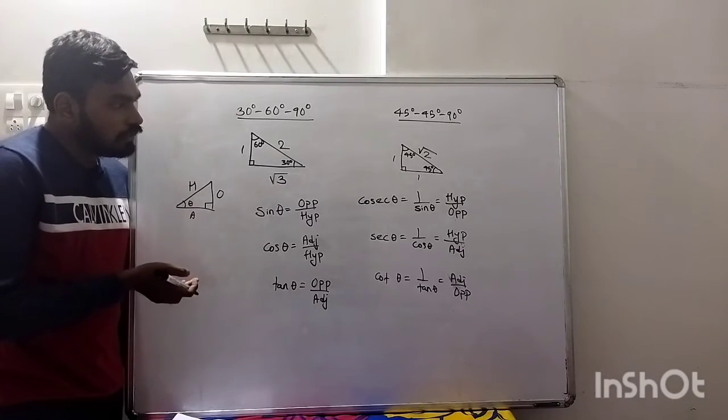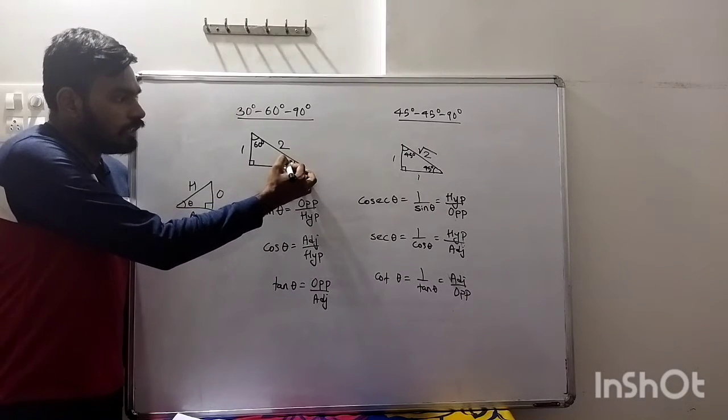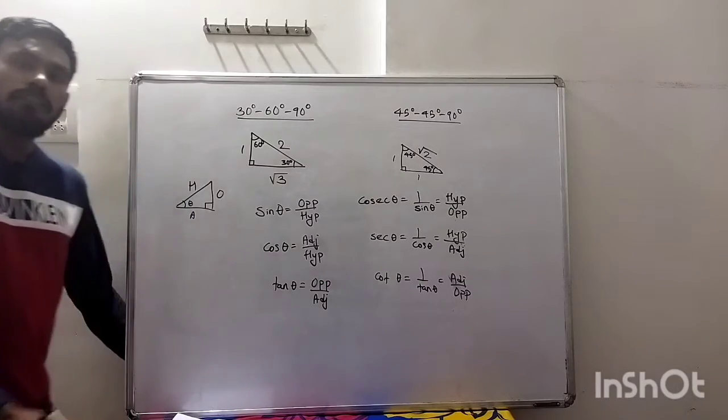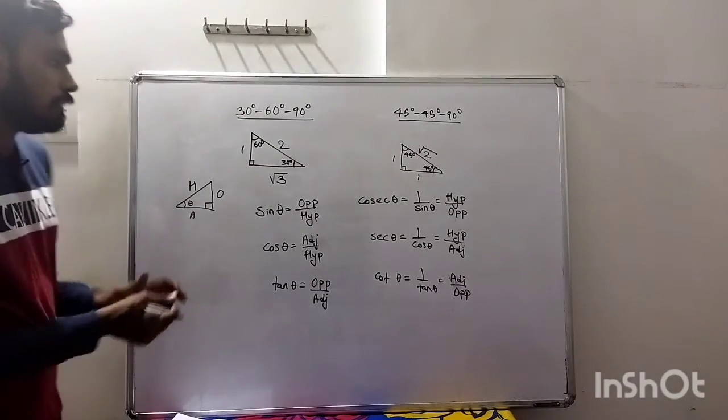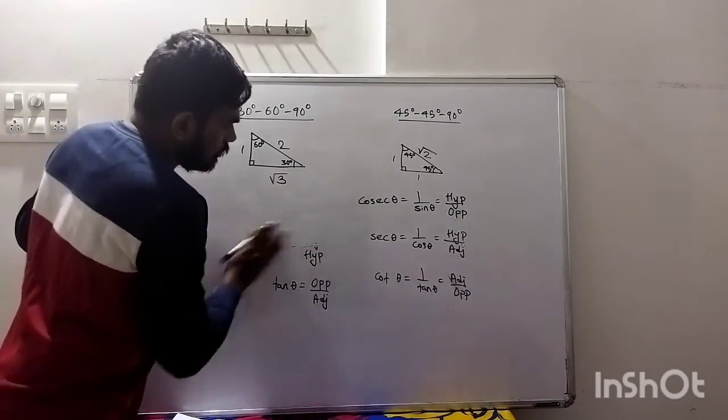For example, if you ask sin 30 degrees, you can tell from here: opposite upon hypotenuse. If this is 30 degrees, the opposite is 1 and the hypotenuse is 2. So sin 30 degrees is 1 upon 2. This you have already learned in previous classes, and if you don't remember all this, I'll make it short for you.